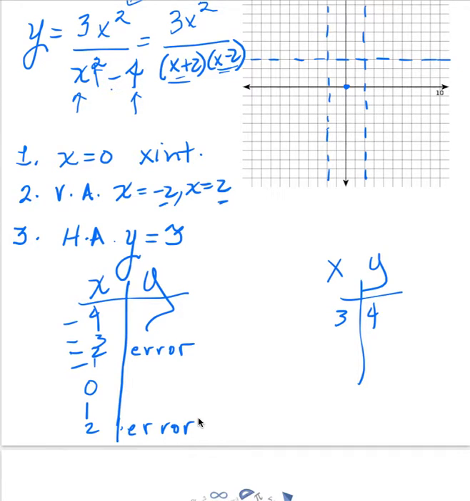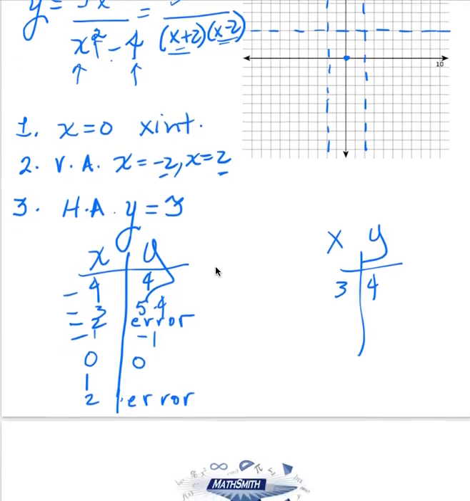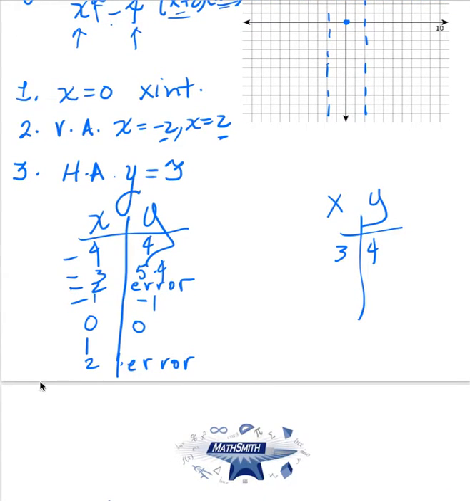At -4, our graph is at 4. At -3, it's at 5.4. At -1, it's at -1. At 0, it's 0, because we said we had an x-intercept there. And then at 1, I've got -1. At 2, I got error. At 3, I got 5.4, and at 4, I've got 4.